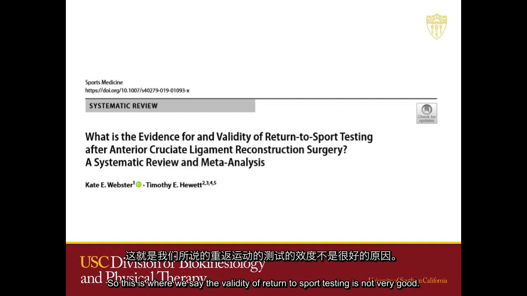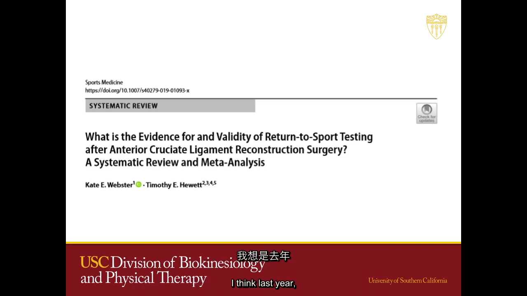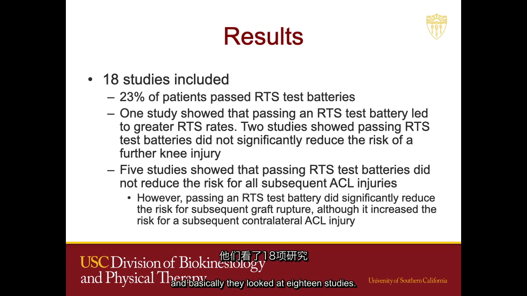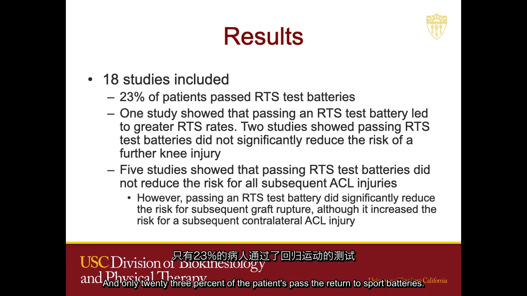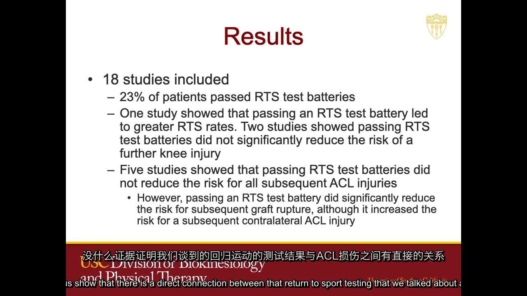So this is where we say the validity of return to sport testing is not very good. This is a systematic review that just came out, I think last year. And basically they looked at 18 studies and only 23% of the patients passed the return to sport batteries. So basically there's just so little to help us show that there's a direct connection between that return to sport testing that we talked about and actually not having ACL injuries.